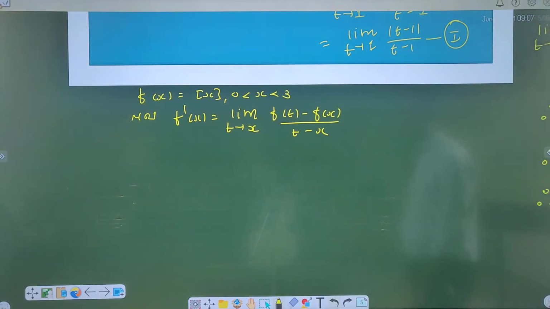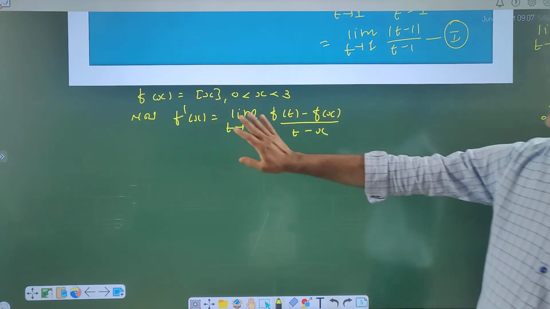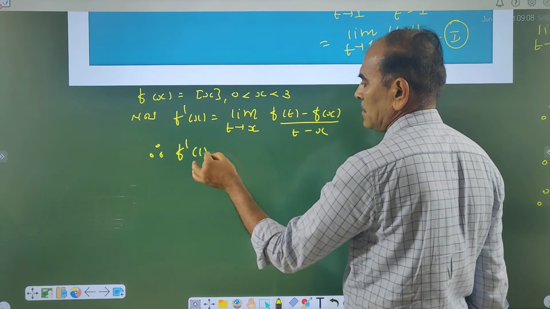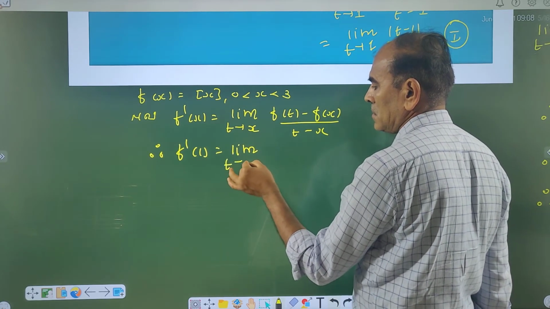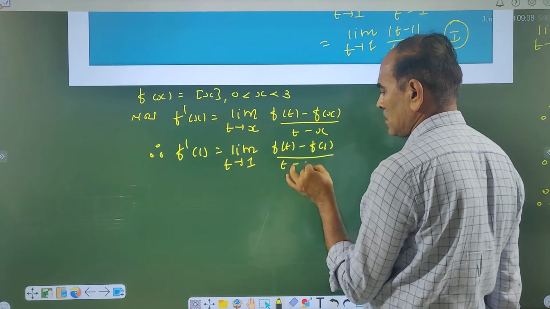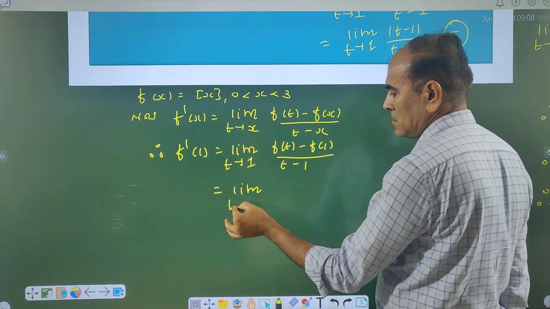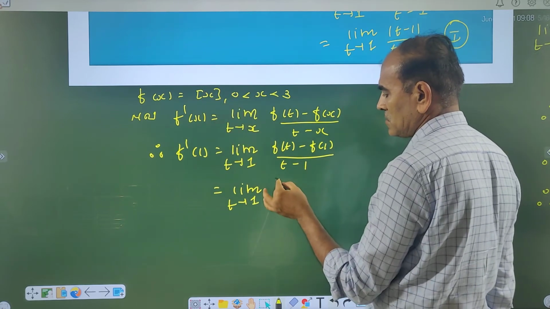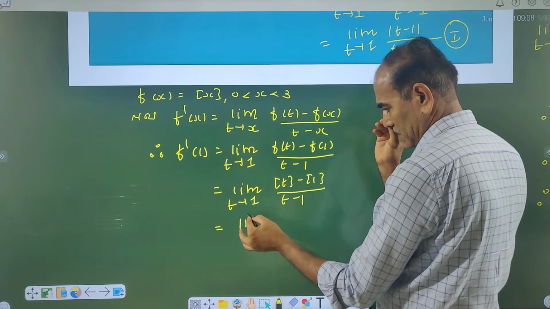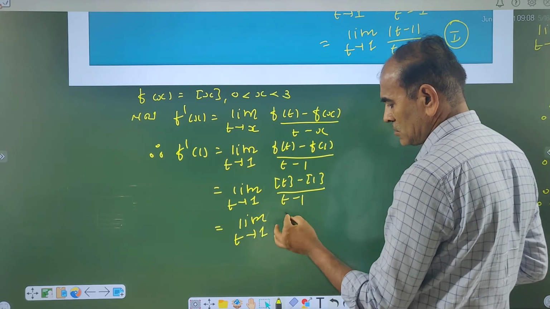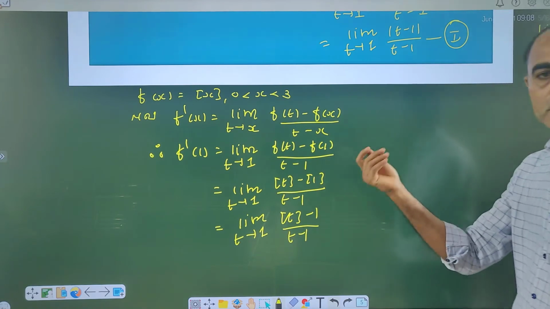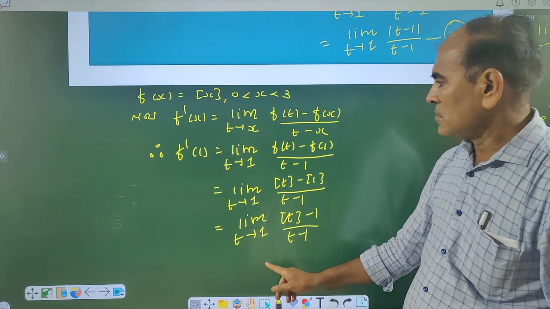Okay. Now we want to check that f is not differentiable at x is equal to 1. So what will be f dash 1? f dash 1 is equal to limit t tends to 1 of f of t minus f of 1 over t minus 1, which is equal to limit t tends to 1 of integer part of t minus integer part of 1 over t minus 1. That is equal to limit t tends to 1 of integer part t minus 1 over t minus 1, because integer part of 1 is 1. So this is our f dash 1.